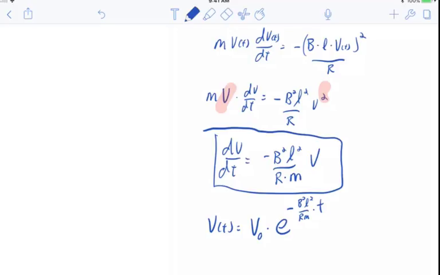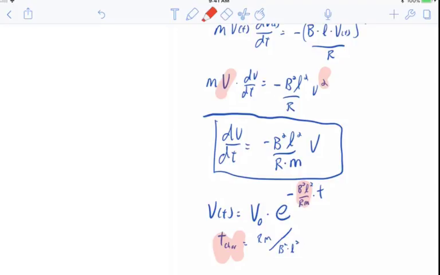And determine the time constant. This is the time constant here. If you want to, you can talk about it in terms of characteristic time. So the time it takes to decrease by one factor of an exponential, t characteristic, is going to be rm over b squared times l squared. Let me talk about why this makes sense. So this is like the amount of time it takes to slow down by a factor of 2-ish, right?